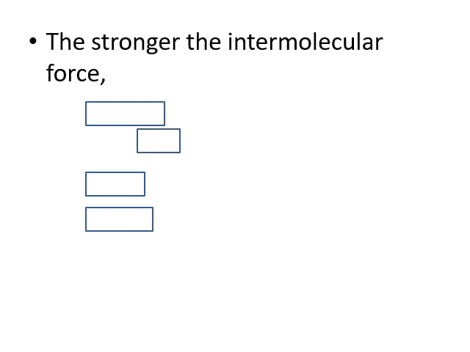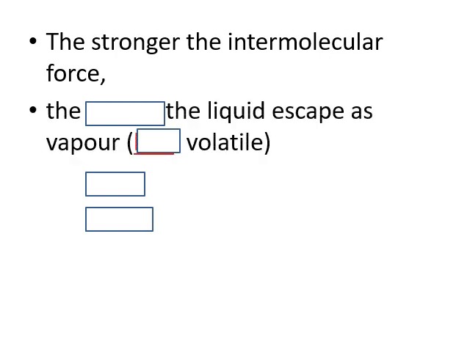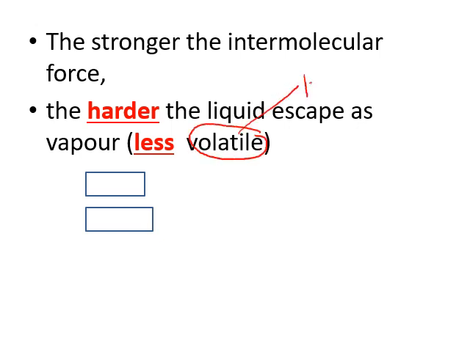The stronger the intermolecular force, the harder the liquid escapes as vapor. So if it is harder to escape as vapor, we know this liquid is less volatile. Volatile in bahasa can be considered as kemeruapan.